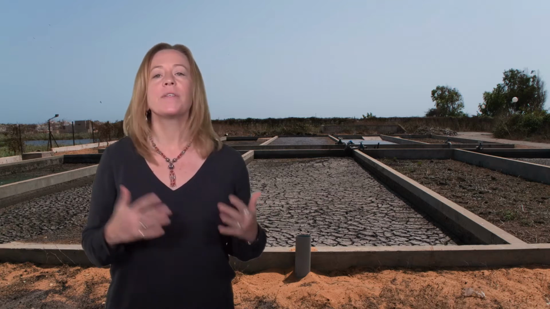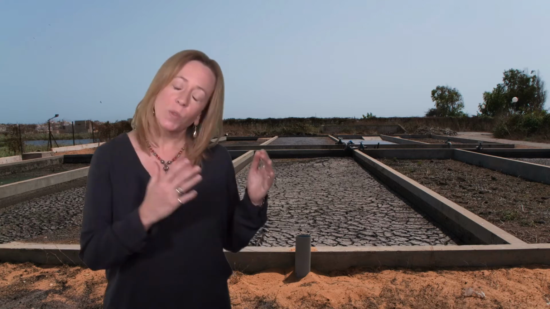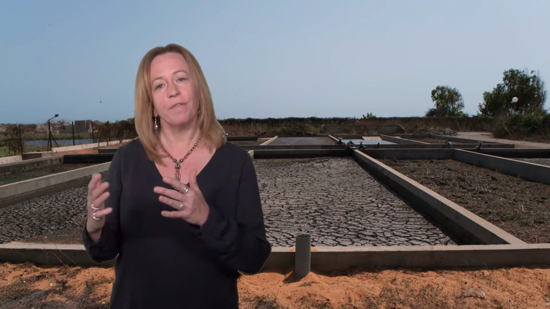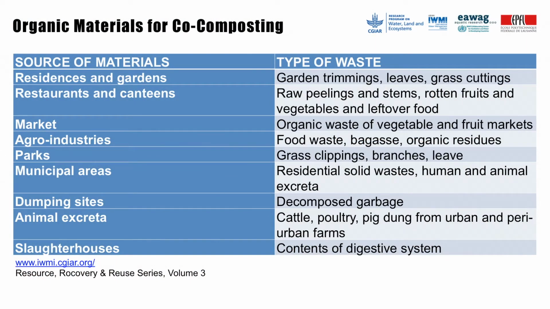So input materials to compost actually need to have a C to N ratio between 25 to 1 and 35 to 1. Listed in this table for your reference are types of organic waste that you could use for co-composting, depending on their availability, cost, and qualities. Qualities such as moisture, carbon to nitrogen ratio, and particle size. The qualities will also affect required composting times to achieve stabilization.